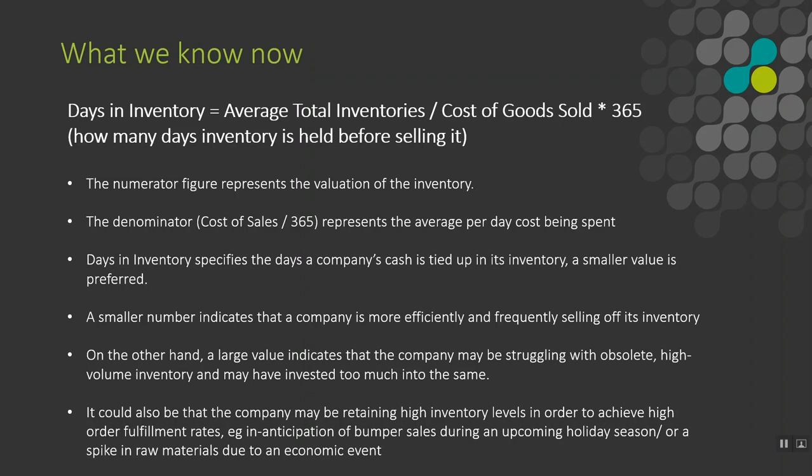However, it may not always be the case. It could also be that the company is retaining high inventory levels in order to achieve high order fulfillment rates in anticipation of maybe larger sales in an upcoming holiday season. Or perhaps they are envisioning a spike in raw materials due to a foreseeable economic event.